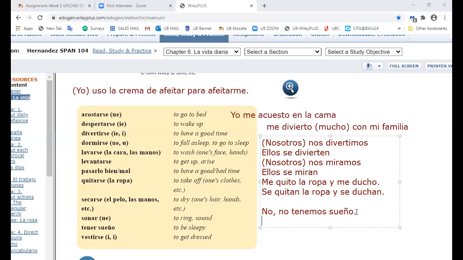¿Tú te vistes en la clase? I hope not. Well, Timmy did that once. ¿Tú te vistes en la clase? The verb is vestirse, to get dressed. I had to send him a message saying, please wear the armor of God.